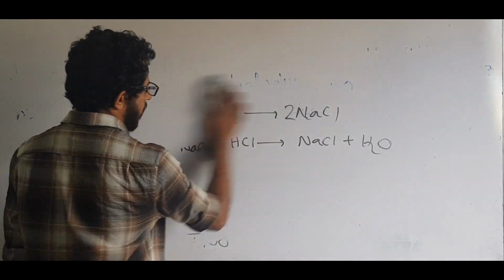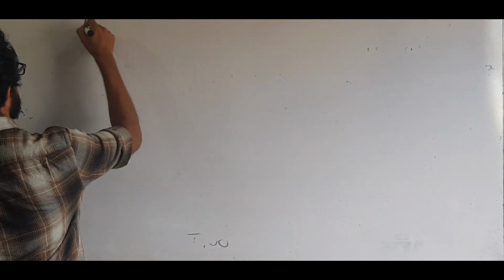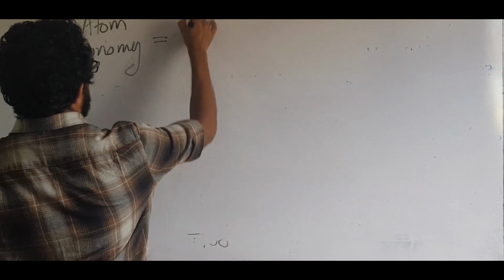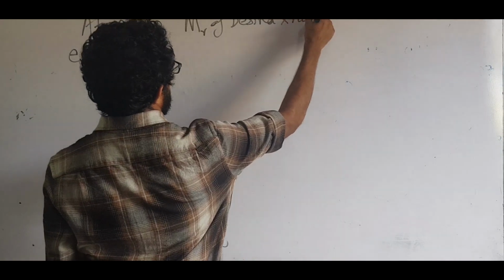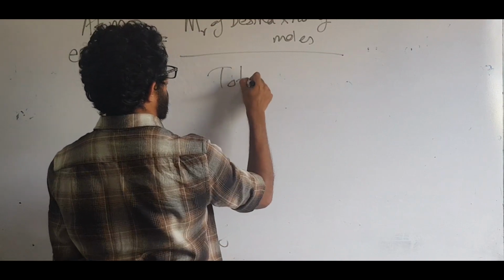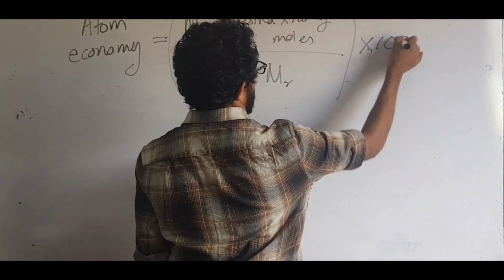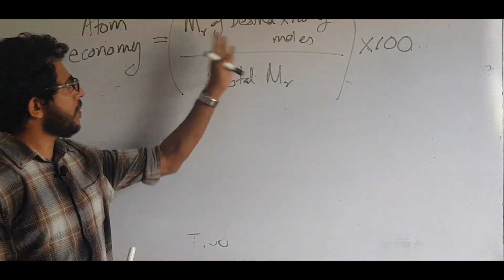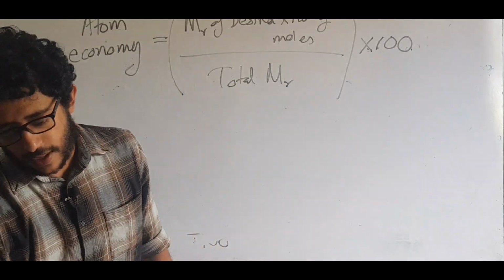So what is the formula we use for the atom economy? Atom economy is molar mass of desired product into number of moles, divided by total molar mass, into 100. That is the atom economy expression: molar mass of desired into number of moles divided by the total molar mass. So let us see an example.